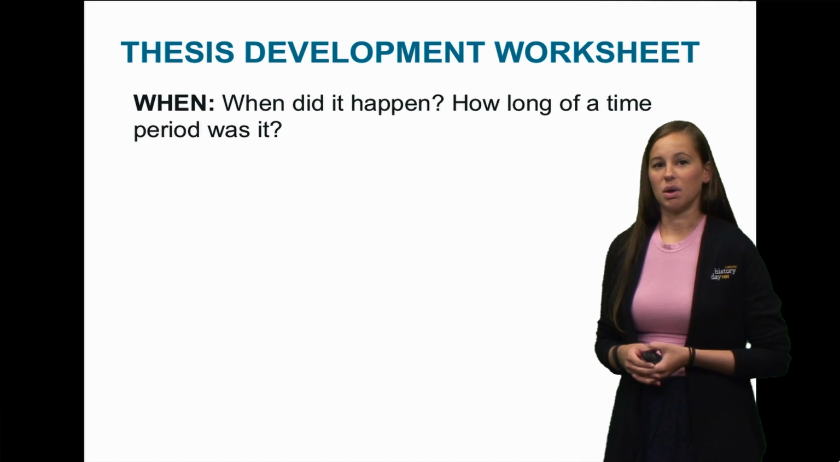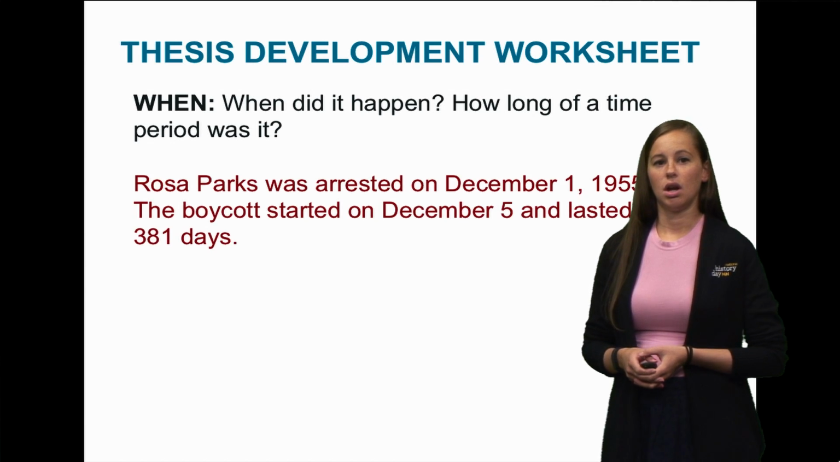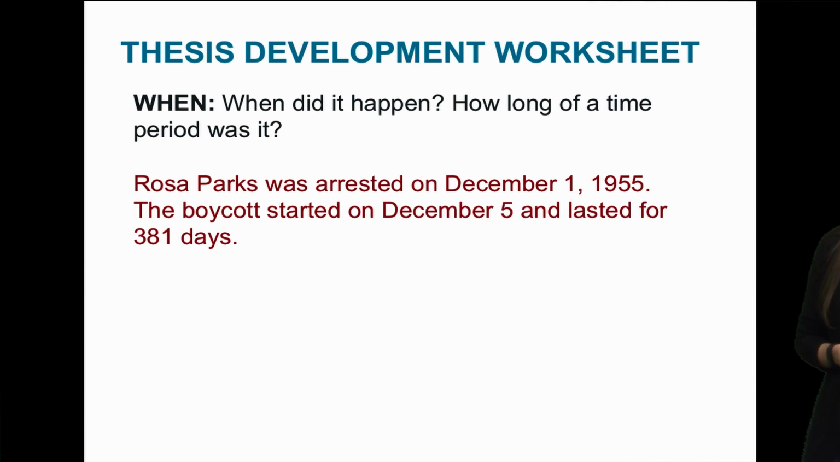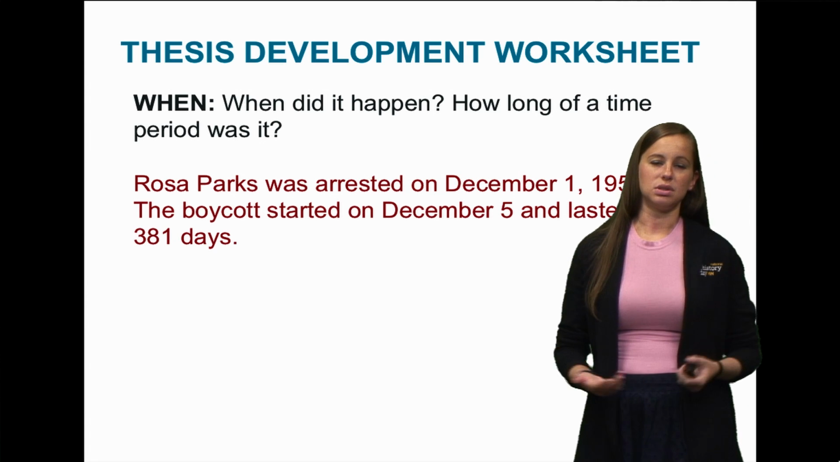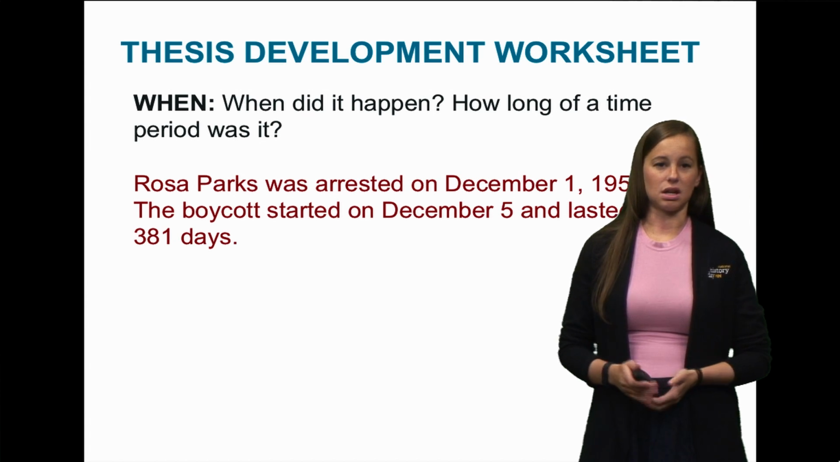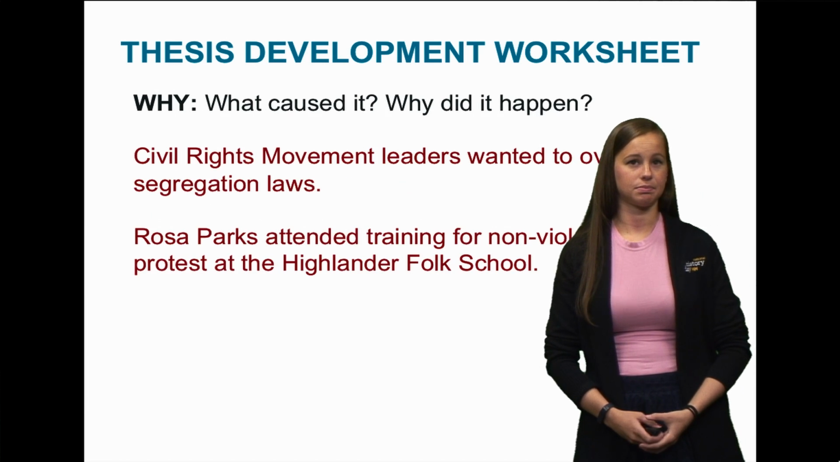And knowing when it happened and how long of a time period this was. Rosa Parks was arrested on December 1st, 1955. The boycott started on December 5th and lasted for 381 days. This example again is kind of a smaller period in time, but students shouldn't be worried if theirs lasts a couple of years or maybe even into a couple of decades.